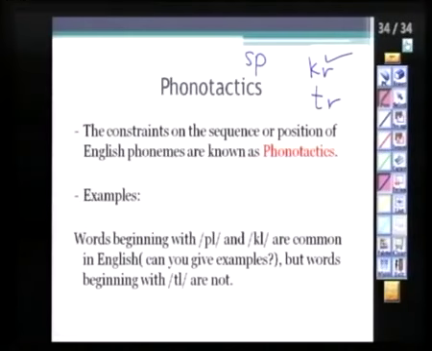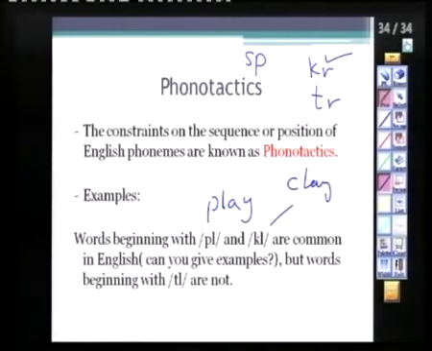Both of them are common in English. Can you give me examples of pa and la, and ka and la? English words where you have the combination of pa and la: play, place. Ka and la: close, cloud. So is it allowed in English? Yes. So the phonotactics of English allows us to have these combinations.